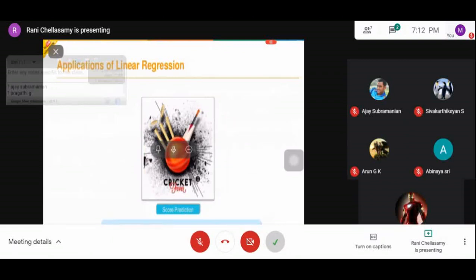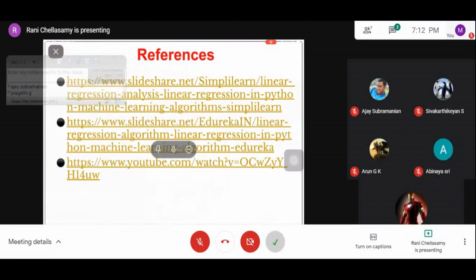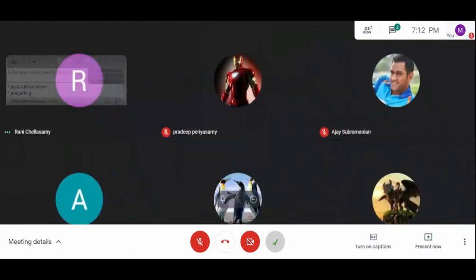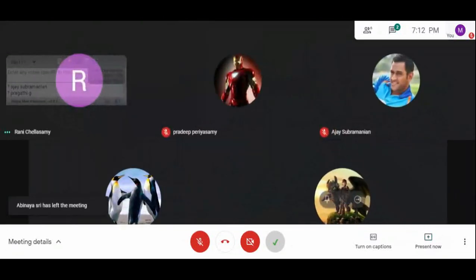So with this, I'll wind up today's session. Today we have seen the difference between classification and regression, and the types involved in regression, that is linear regression and logistic regression. We have also seen the comparison between linear regression and logistic regression, and the applications of linear regression. With this, I'll wind up today's session.